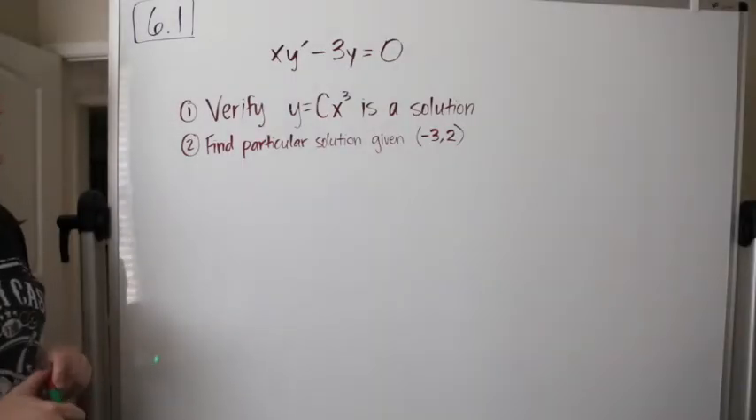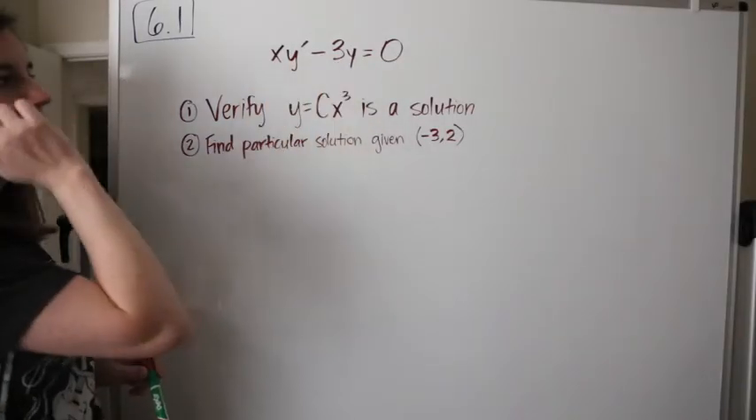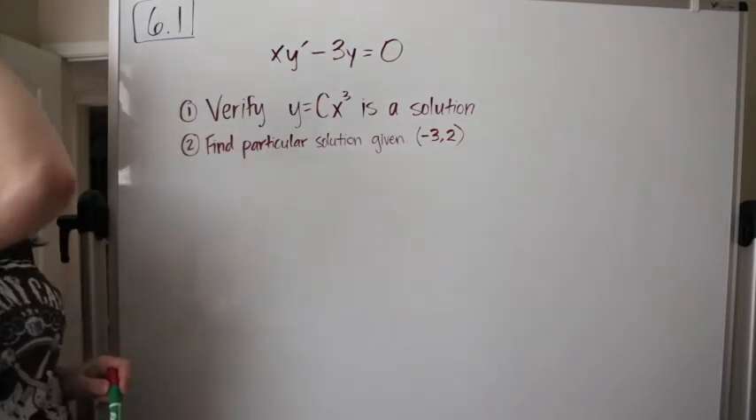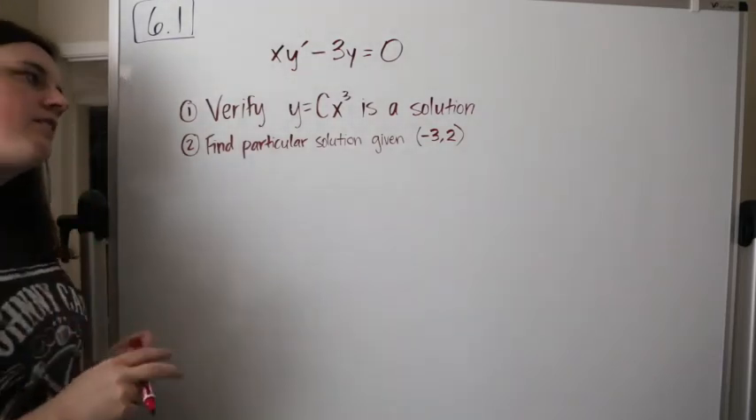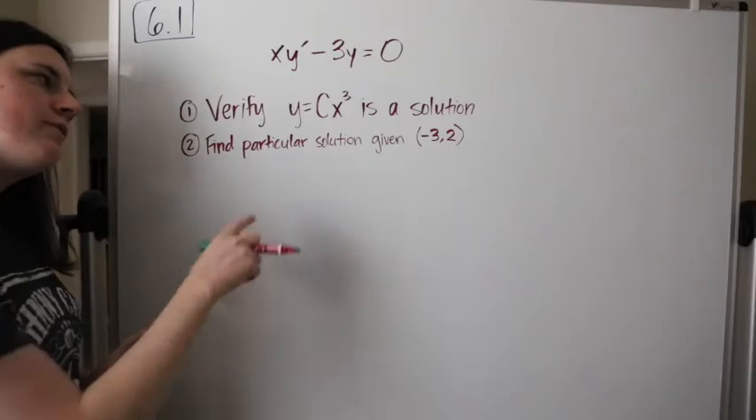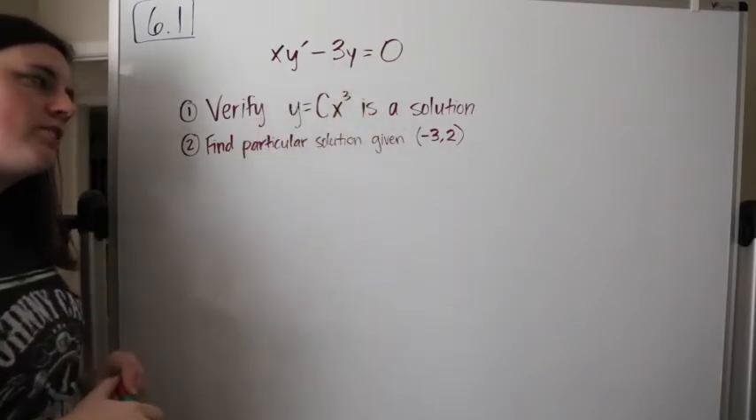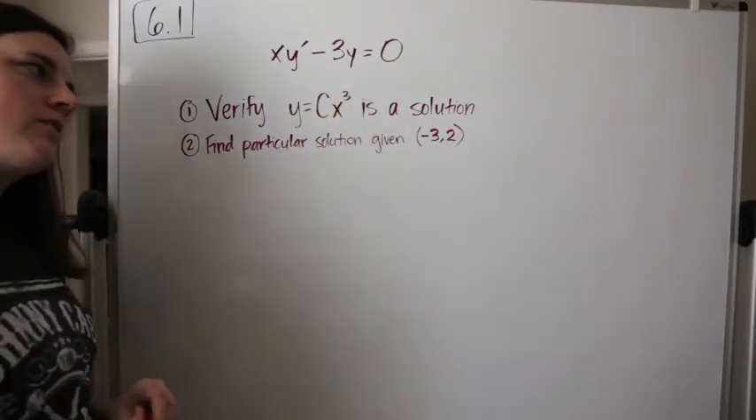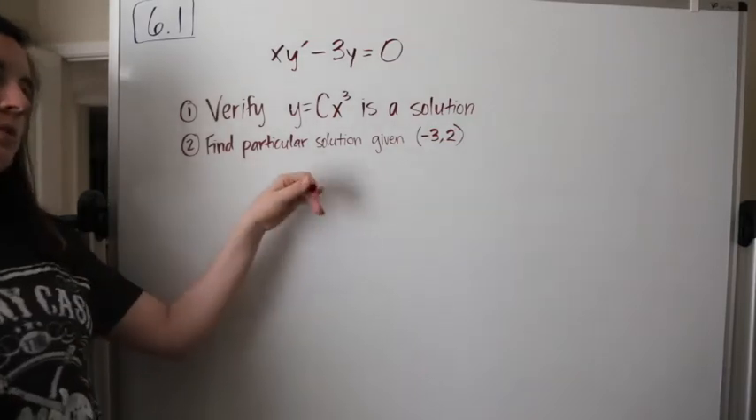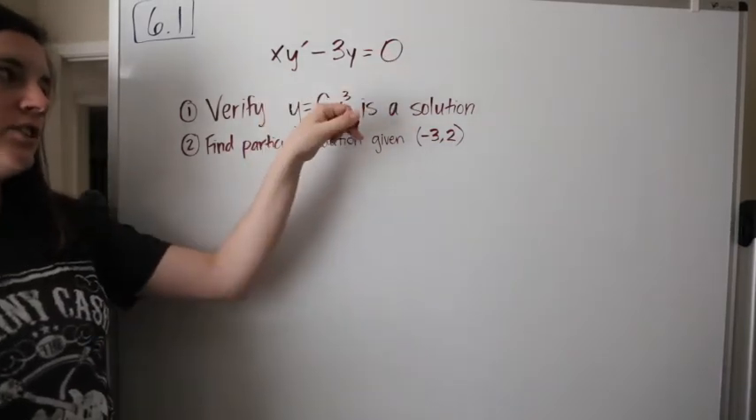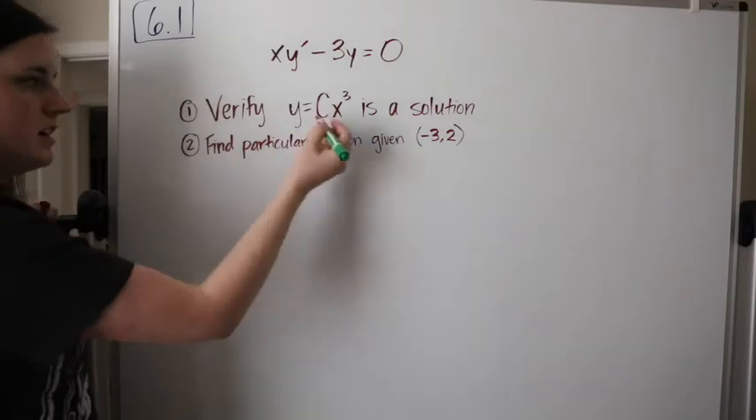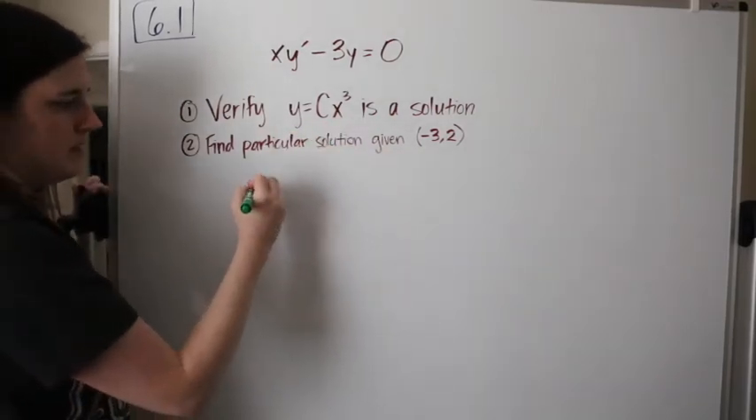Alright, so given this differential equation here, xy prime minus 3y equals 0, it first wants us to verify that we have a function that qualifies as a solution here, and then also find a particular solution. So the first thing we're going to do is just prove that this equation matches this function. So I'm going to take my function and go ahead and derive it and see what that looks like.